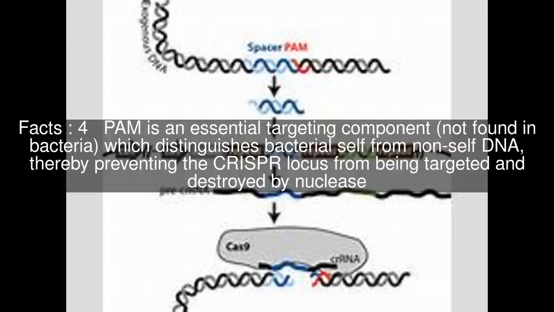sequence. PAM is an essential targeting component, not found in bacteria, which distinguishes bacterial self from non-self DNA, thereby preventing the CRISPR locus from being targeted and destroyed by nuclease.